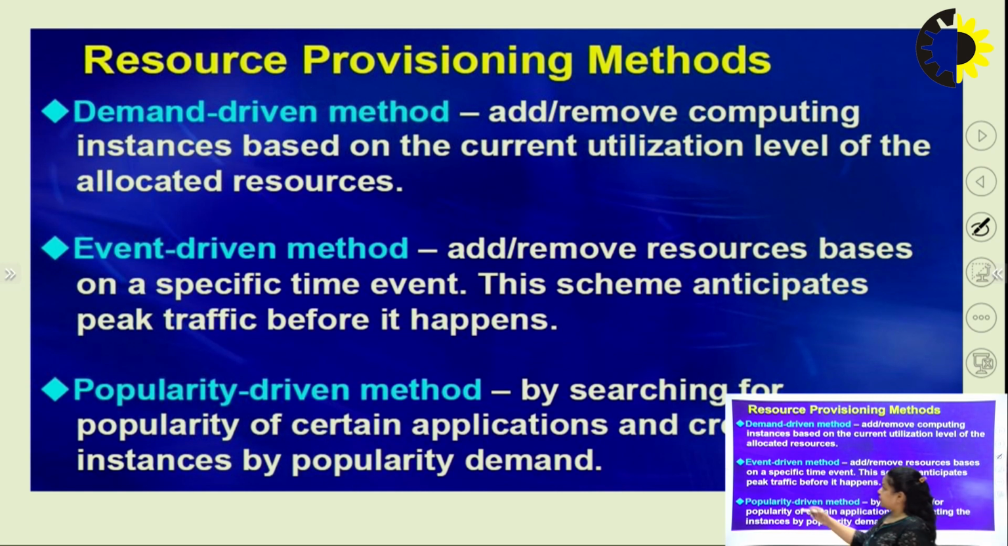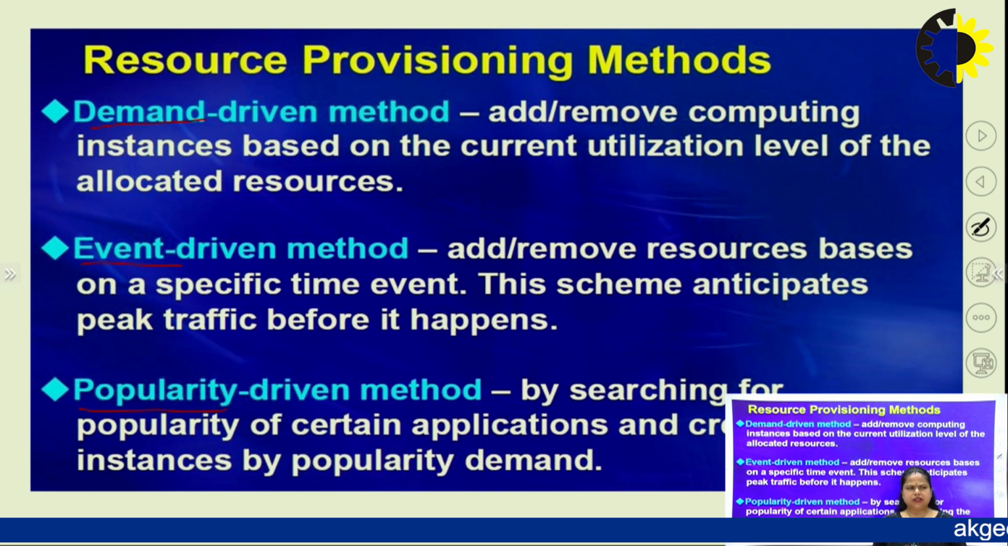From the initial words like demand, event and popularity, it is clear what type of method we are talking about. So first of all, we are going to discuss demand provisioning. In the case of demand provisioning, it means you can easily add or remove computing instances based on the current utilization for the level of allocated resources. How are we allocating the resources? Whenever the user demands resources, we can add them, and once their demand is fulfilled or the resources are of no use, we can easily remove the instances. So this is called demand driven.